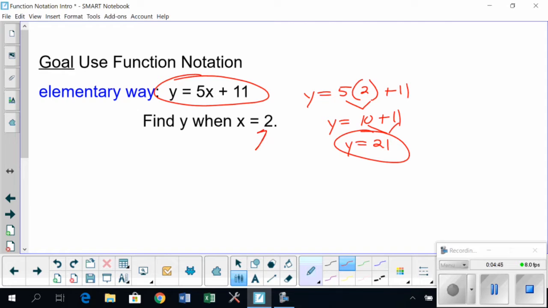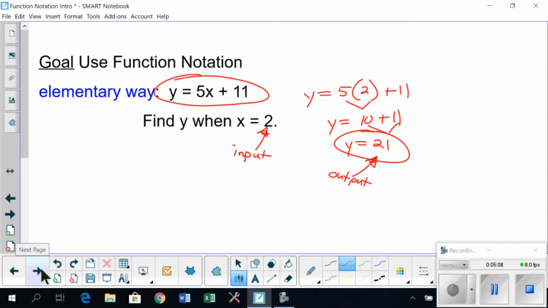So in this case, the 2 would be called the input of this function, and the 21 would be called the output. And I could go on and on. There's many inputs and outputs that would go with this function. I can make a long table. I could draw it out on a graph, all the inputs and outputs to this function. It ends up being a linear relationship. It would make a straight line. But this is the elementary way to write a function.